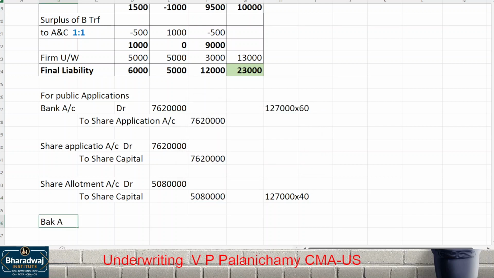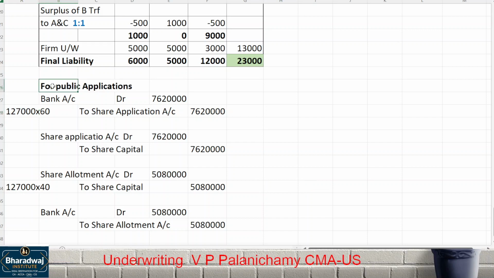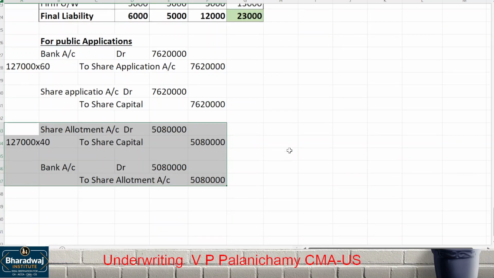So pass the entry: bank account debit to share allotment account. The money is collected. No forfeiture, nothing. We pass journal entry for public applications with two installments, application money and allotment money.